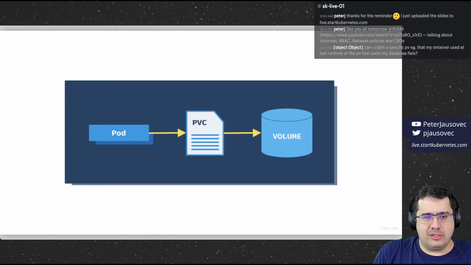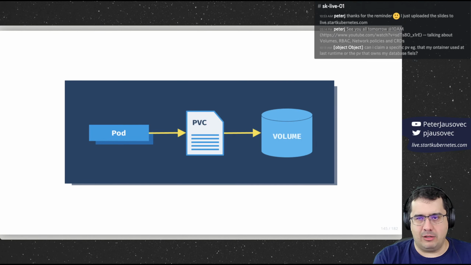So what's the actual problem here? The problem is that if you have a single pod, it will reference a single persistent volume claim and a single persistent volume, which might be perfectly well and good.